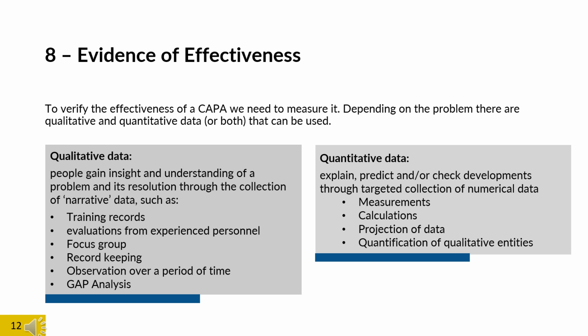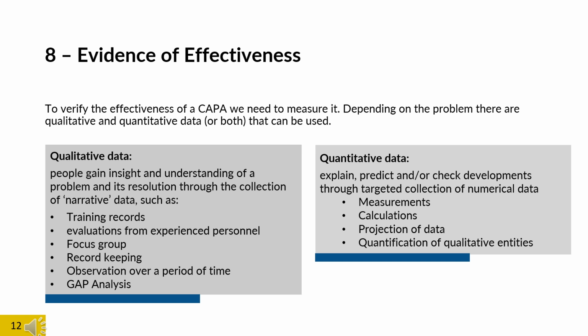You can also have, in general, record keeping that shows a trend. You can also have observation over a period of time and then a report on it. You have gap analysis also to show qualitative data. The other data is the quantitative data, which explains, predicts, and or checks developments through targeted collection of numerical data. So what examples are here?